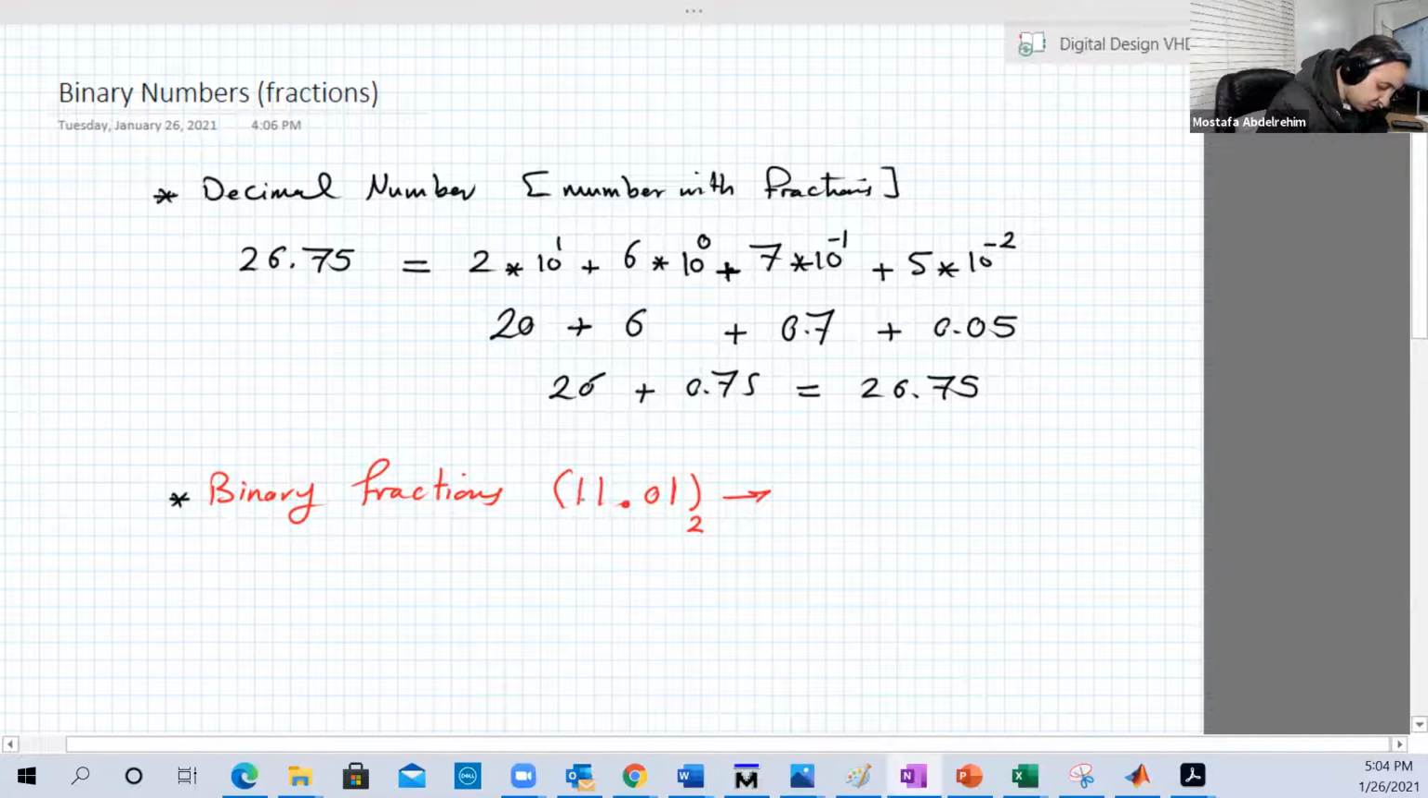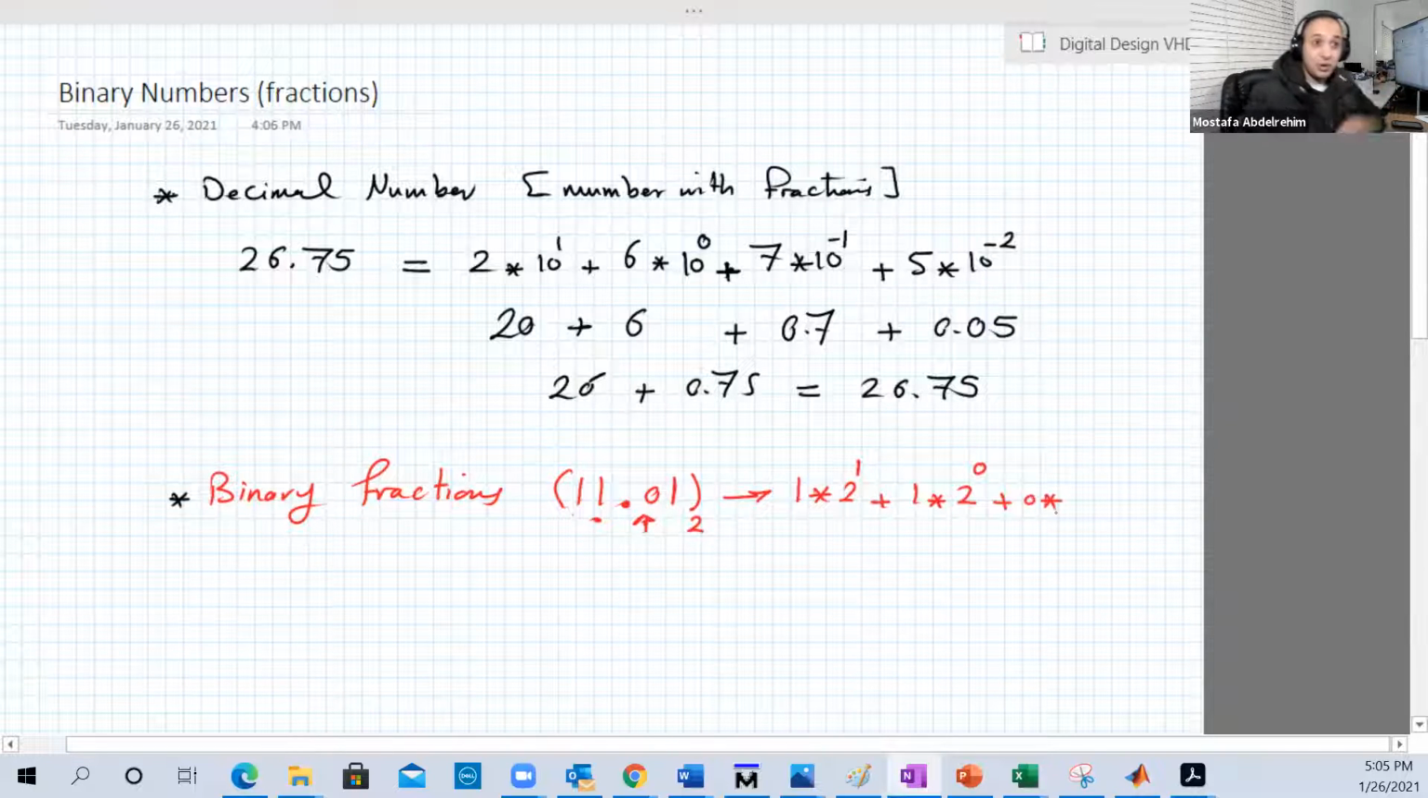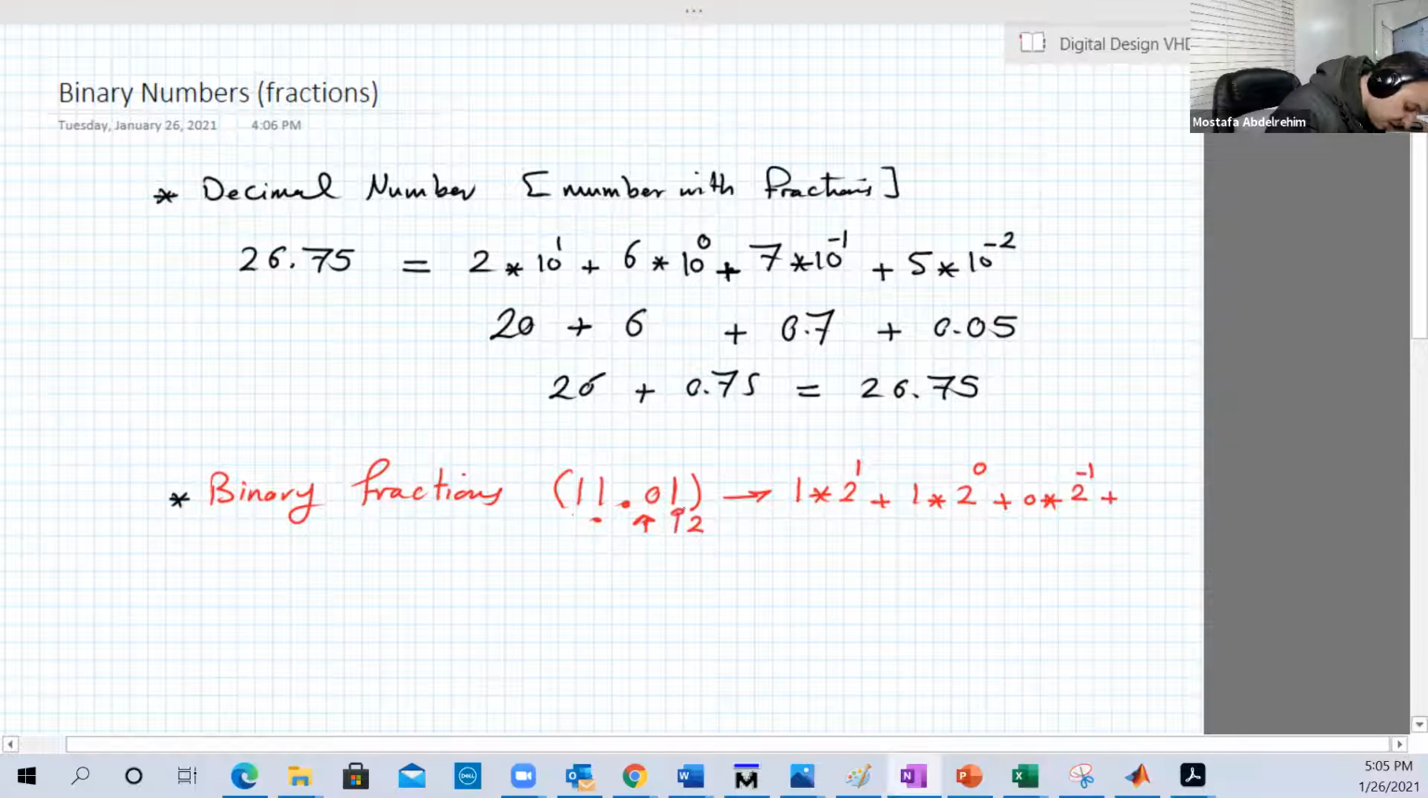So we have 1 multiplied by 2 to the power of 1, this guy. Then this guy here is 1 multiplied by 2 to the power of 0, then plus this guy, which is 0, and we continue the flow. The exponent here is 1, here is 0, then minus 1, minus 2, and so on. So 0 multiplied by 2 to the power of minus 1, plus this guy, which is 1, multiplied by 2 to the power of minus 2.